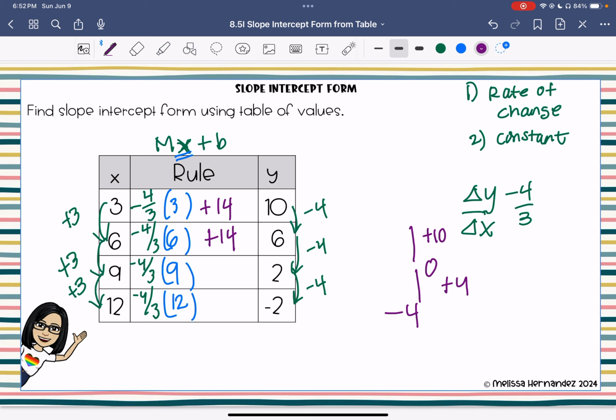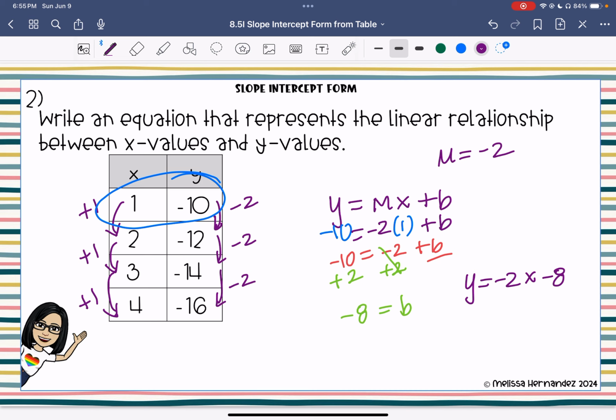Regardless of how you did it, whether you plotted the graphs or you did something different, you still would have ended up with the same equation in slope-intercept form, or if you did it like the last example.